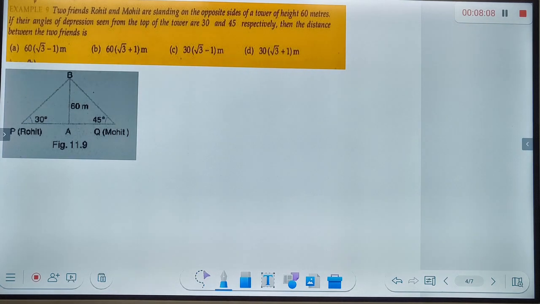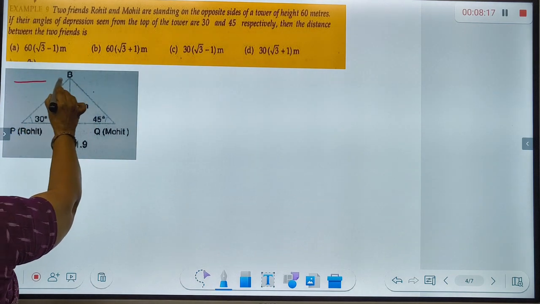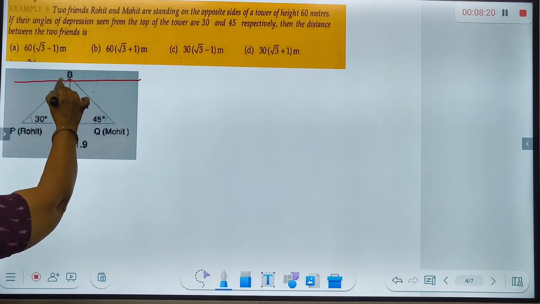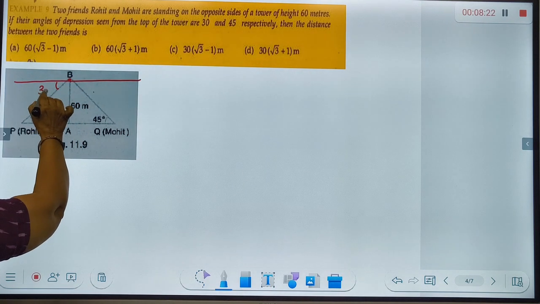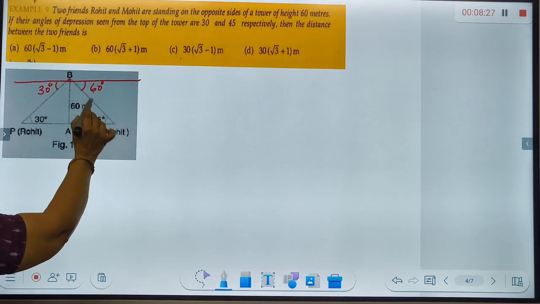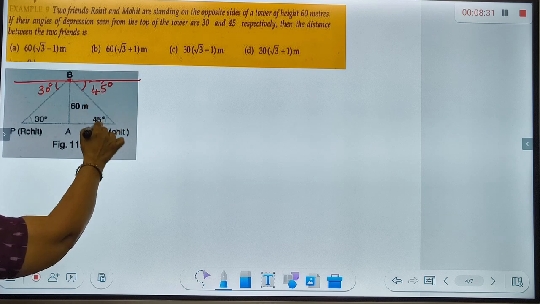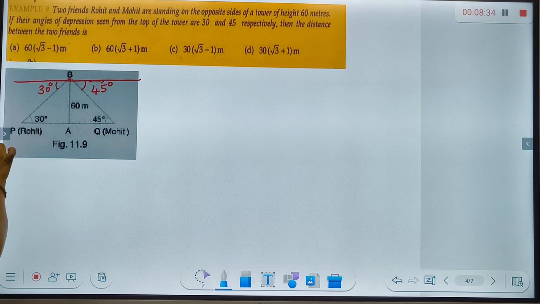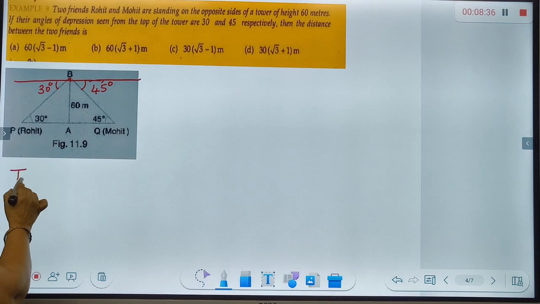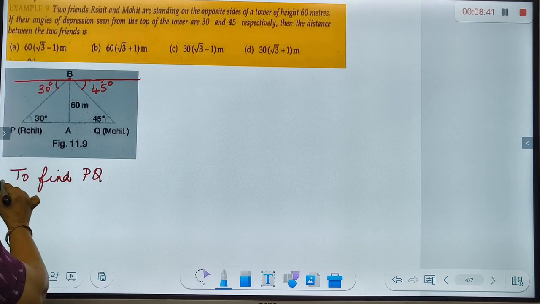Now two friends Rohit and Mohit are standing on the opposite sides of a tower of height 60 meters. If the angle of depression from the top of the tower, so this is the horizontal, this is one depression which is 30 degrees and this is 60 degrees. That means this is 30 and this is 45. 30 and 45. And this is 45. You have to find the distance between the two friends.